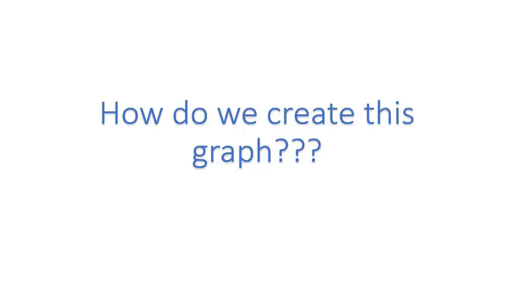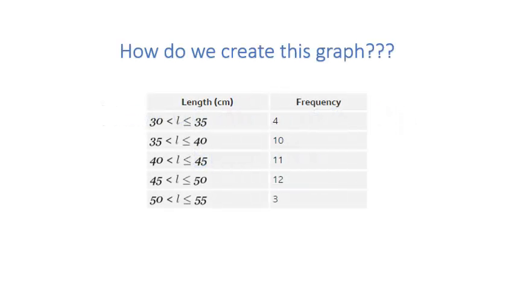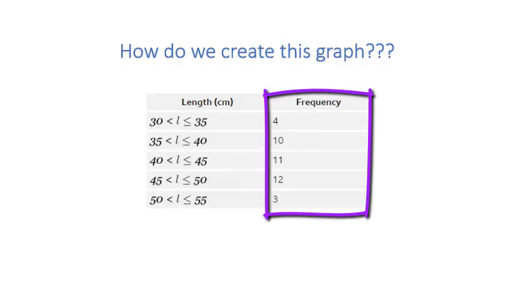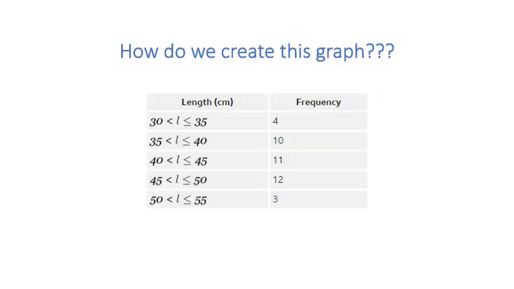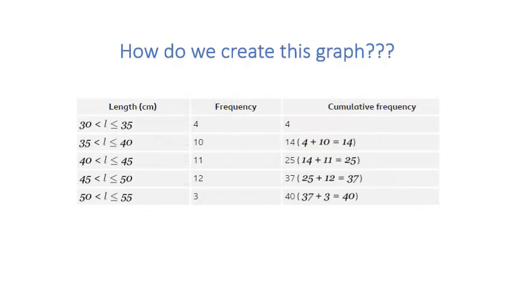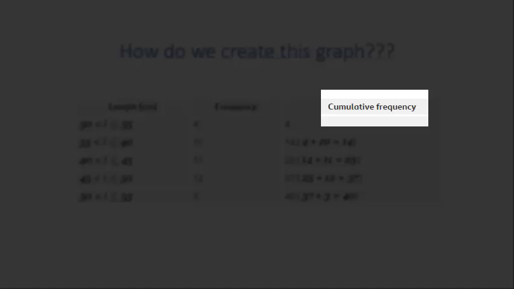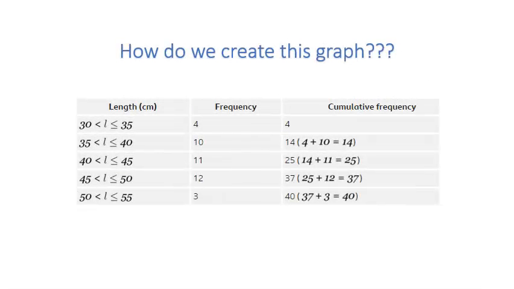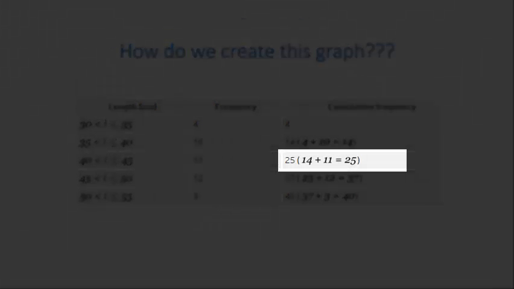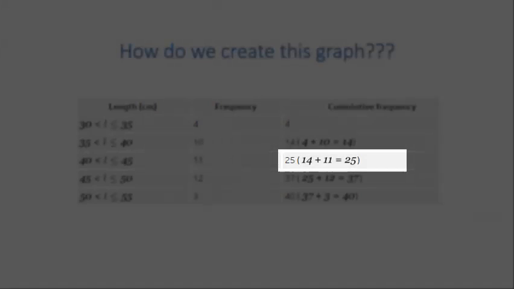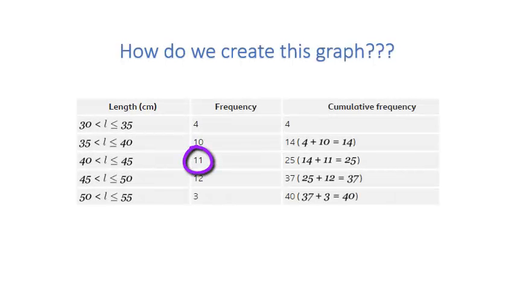How do we create this graph? Suppose that we have this information already grouped. At the right side, we have a frequency column that tells us how many students are in each group. We can now create an extra column indicating the cumulative frequency from each group. This cumulative frequency column tells us the frequency in each group adding the frequency from the previous ones. Notice, for example, in the third one, we have 25 as the value. That is because we put the 11 from that group added to 10 and 4 from the previous ones.